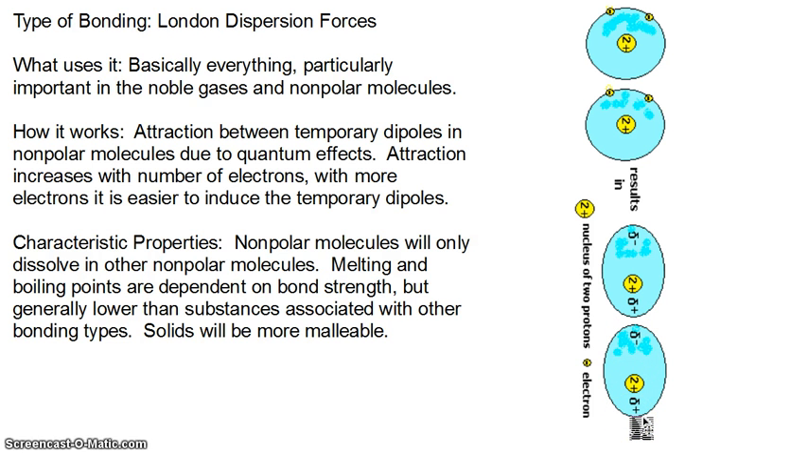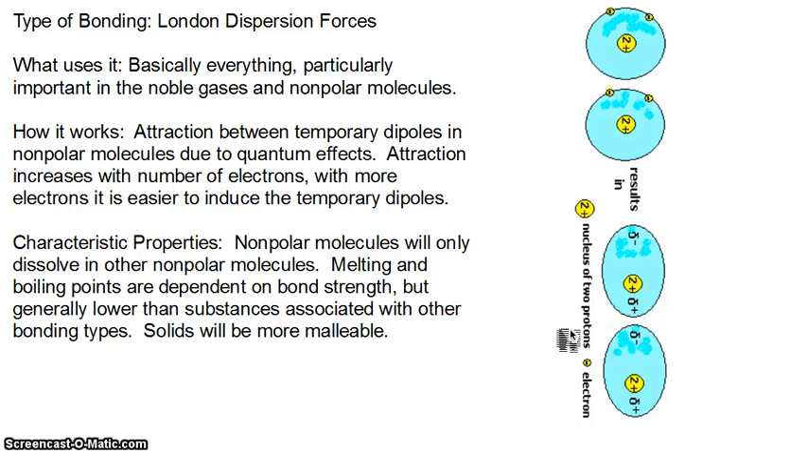Because these dipoles are temporary, this leads to a fairly weak interaction, because it's kind of like turning on and off all the time. But as you get more electrons, the ability for them to be temporarily polarized gets easier, and so the London dispersion forces increase and become stronger with more electrons. Characteristic properties: nonpolar molecules only dissolve in other nonpolar molecules. They do not dissolve well in polar molecules.